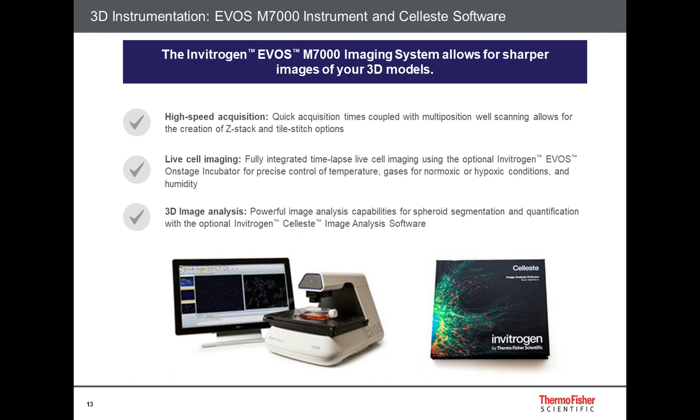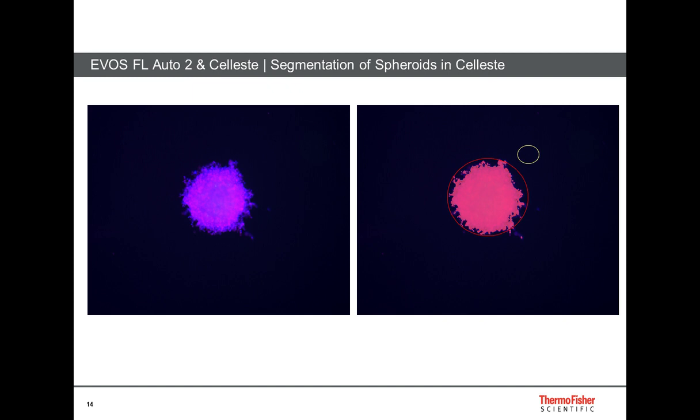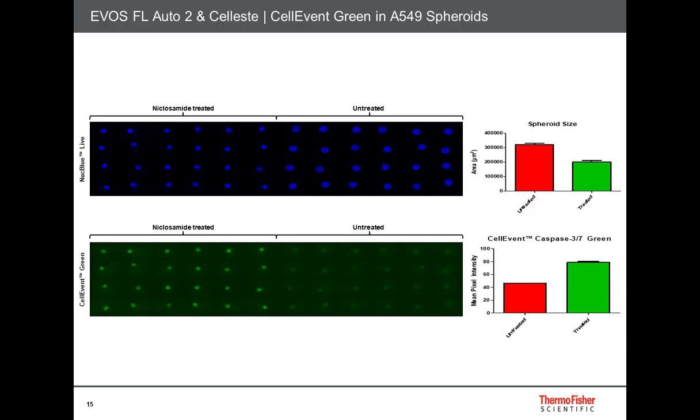And finally, once we've acquired our images, we can do a 3D image analysis with the Invitrogen Celleste image analysis software. And so one example of how we use Celleste is to essentially create a mask around our entire spheroid. And we see here in red, the red circle, we've identified our spheroid, and the yellow circle, we've identified our background for one spheroid. And we can apply this mask to every image in our experiment and quantify the fluorescence in our different markers that we have applied.